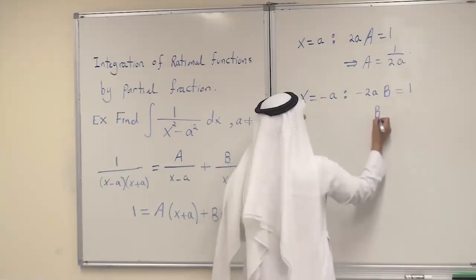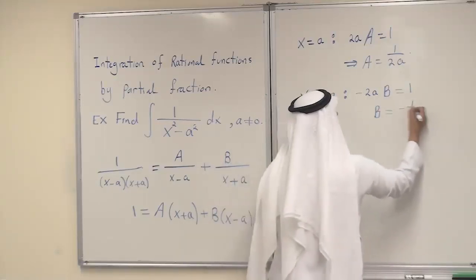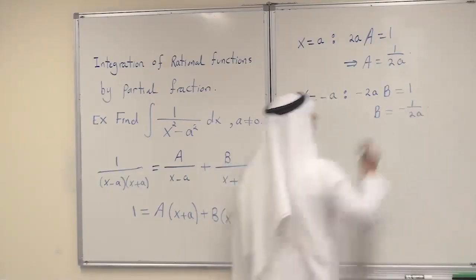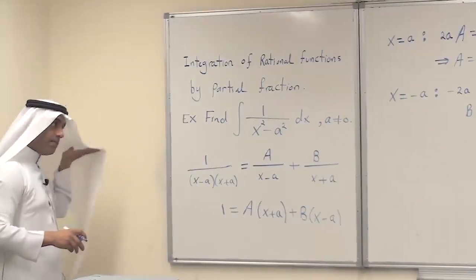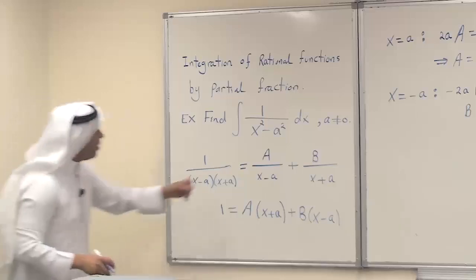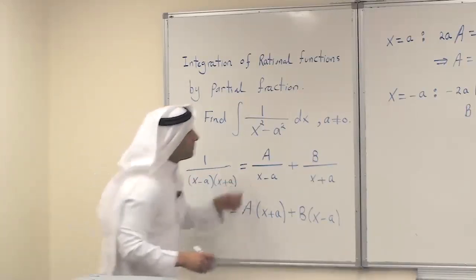So B will be equal to what? Minus 1 over how much? Over 2a. That's exactly the value of A capital and B capital. Now, let us go back and substitute here.